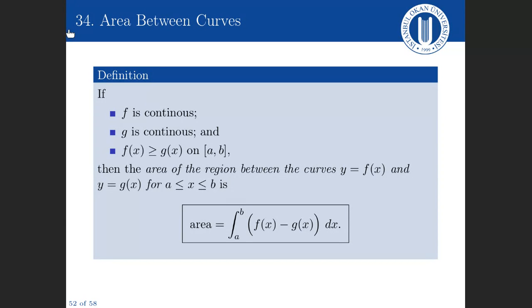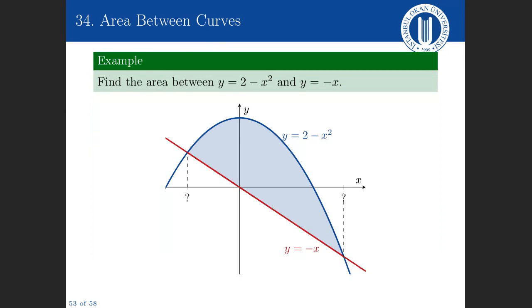We have a definition, we have a formula. At the start, I'm just being careful. The formula is that this area is the integral from a to b, bigger function minus smaller function. For example, find the area between y is equal to 2 minus x squared and y is equal to minus x.